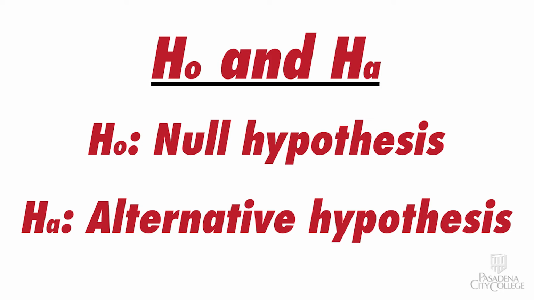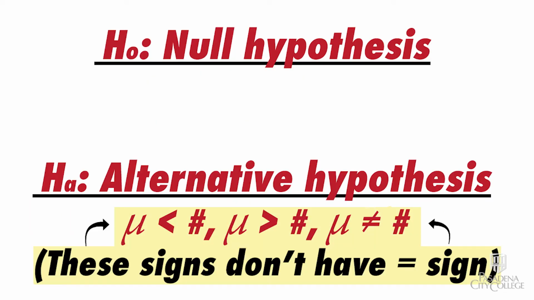Well, H0 and H0 are the same thing. Oh, okay. So what's the difference between the null hypothesis and the alternative hypothesis? How do we know which is which? The alternative hypothesis HA can have the symbols less than, greater than, or not equal to. These are signs that don't have an equal sign. What about the null hypothesis?